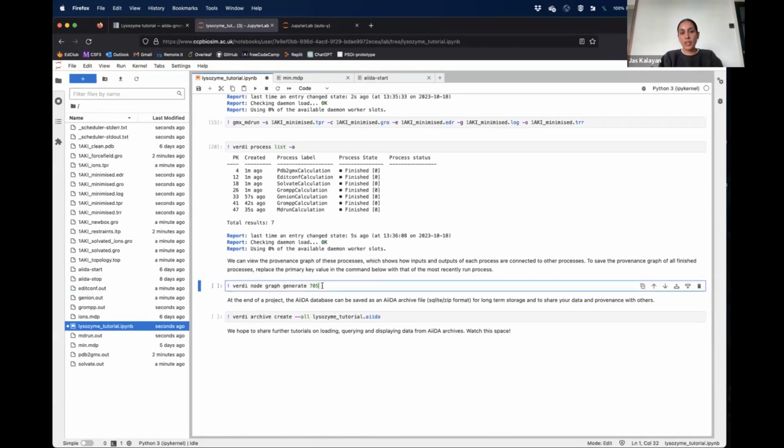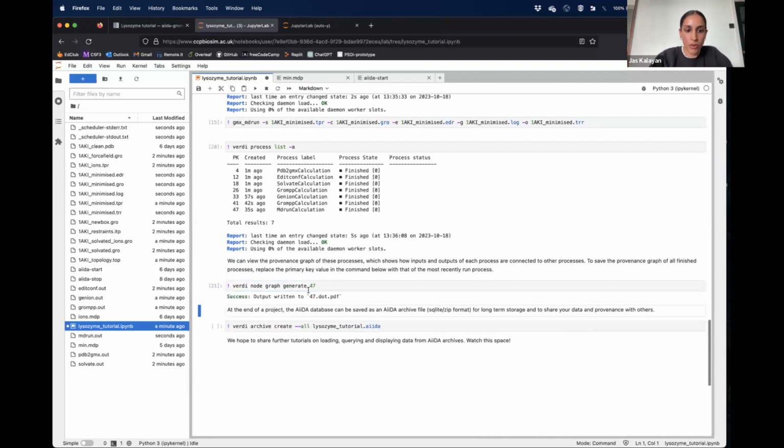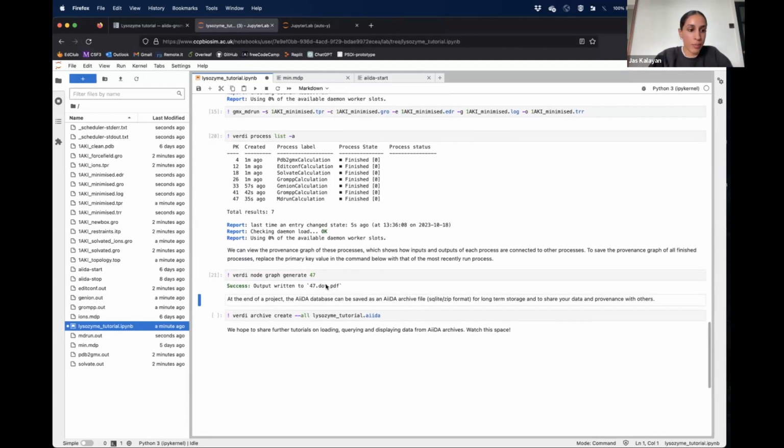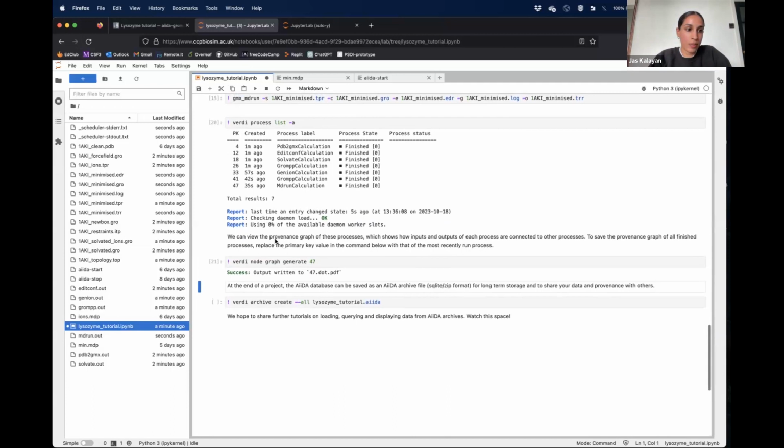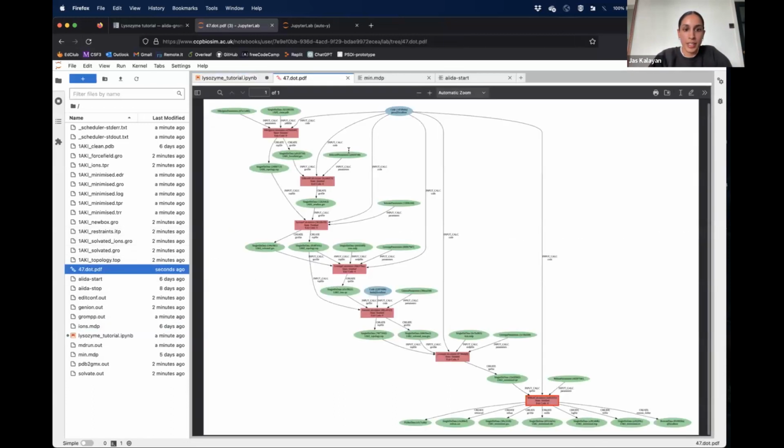We can then generate a provenance graph just to visualize all of these steps and how they link together. You can just add the primary key for that particular process that you've run. The last process that's run, so 47, using the Verdi node graph generate command, we can output the PDF file that shows you the provenance, and that should pop up hopefully in a few seconds. There it is. All those commands that we'd run on the command line, we can see the provenance behind them and how the inputs for each of the commands link together and how they're used for subsequent commands, and how they might have been edited first before they're used in another command.